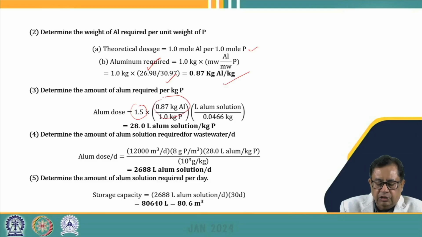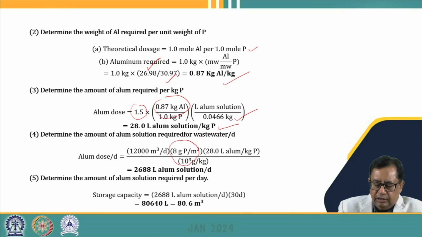So this will give us the actual amount of aluminum required per kg of phosphorus, and the solution contains nearly 0.0466 kg per liter of aluminum. So we can say that we require nearly 28 liters of alum solution per kg of phosphorus removed. Now the phosphorus that we want to remove per day is 12,000 cubic meters per day times 8 grams per cubic meter. So this much phosphorus we want to remove.